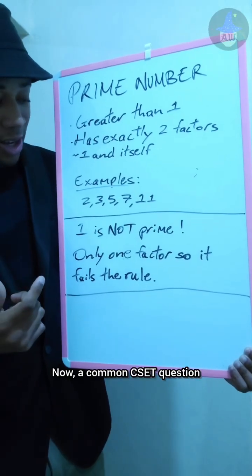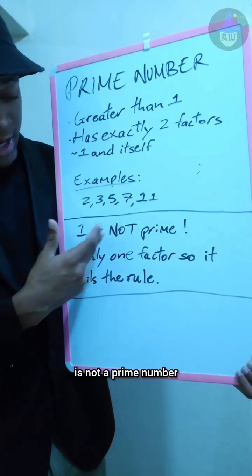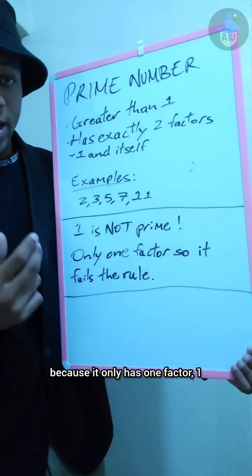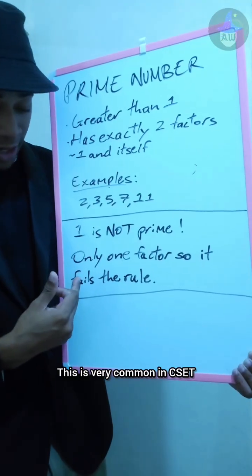Now, a common CSEC question. You have to know that 1 is not a prime number because it only has one factor, 1. This is very common in CSEC.